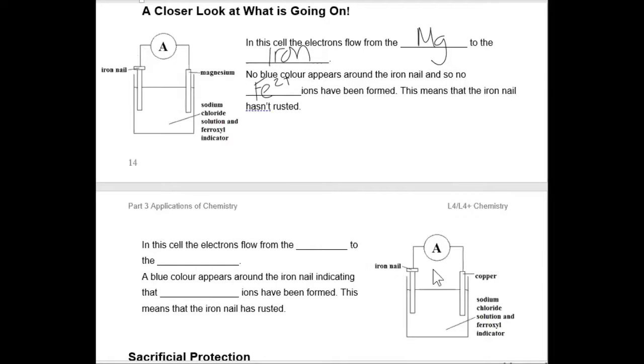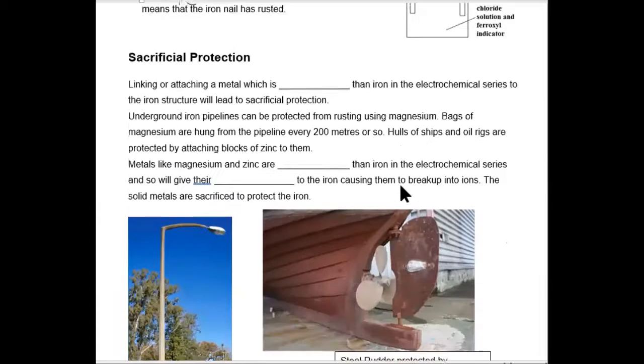In this cell, the electrons flow from, well, let's have a look. We've got iron and we've got copper. Where do the electrons flow from and to? Yep, the electrons go around this way, from the iron nail to the copper. And in this one here, they went that way. So they're going to go from the iron to the copper. A blue colour appears around the iron nail, indicating that Fe2+ ions have been formed. This means that the iron nail has rusted.